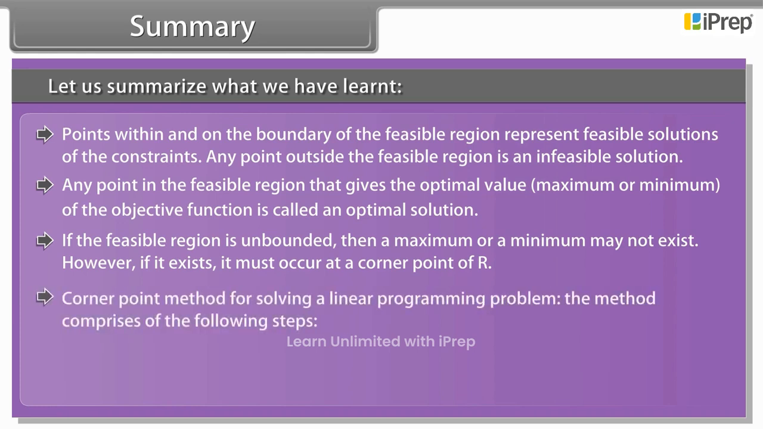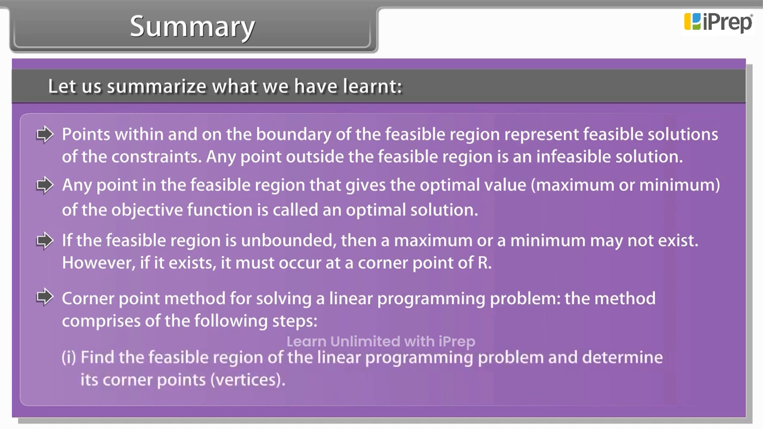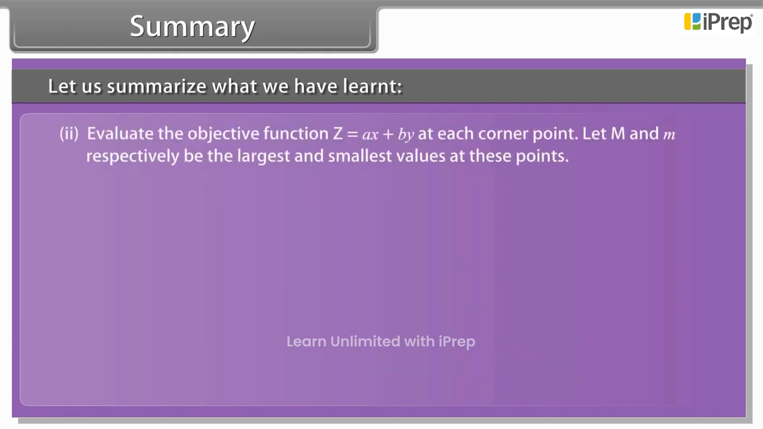Corner point method for solving a linear programming problem. The method comprises the following steps. 1. Find the feasible region of the linear programming problem and determine its corner points, vertices. 2. Evaluate the objective function z equals ax plus by at each corner point. Let M and m respectively be the largest and smallest values at these points.